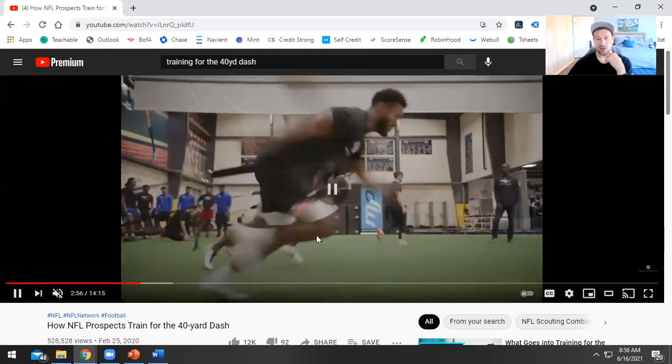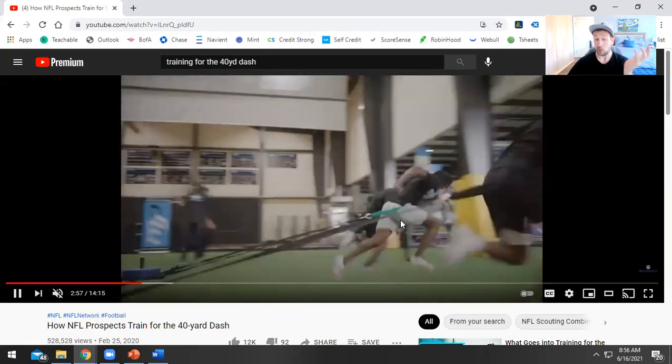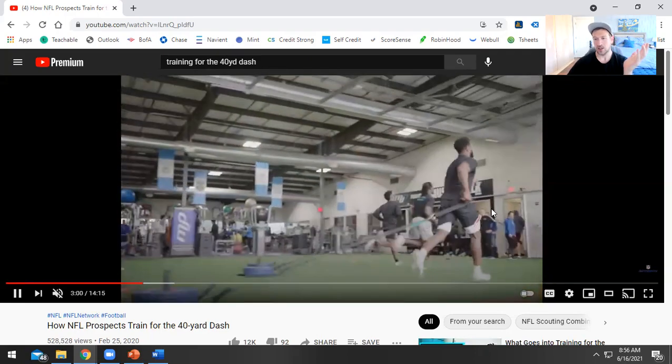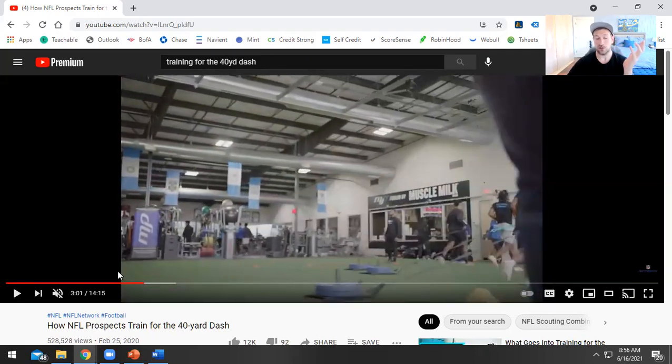You can see they're all starting at this super leaned forward position. By leaning forward like that, they can push harder off the ground, so their force production is going to be really high. And these guys are dragging weight sleds, which is obviously going to make it even harder. So they're practicing just the force production. They're not doing a full 40-yard dash.